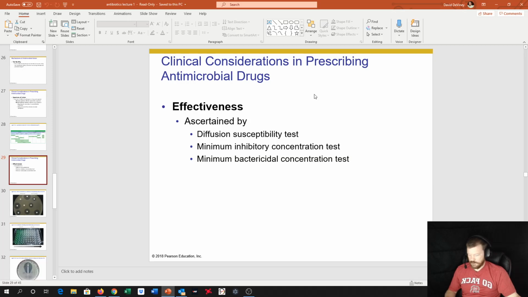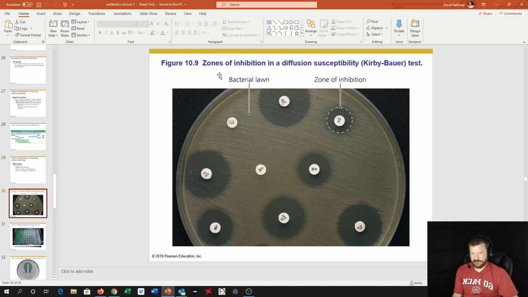Right? And so how do we know the effectiveness of these antimicrobials? Well, there's several ways we can kind of figure that out. One can be the diffusion susceptibility test. So this is something that we would have done in lab. Minimum inhibitory concentrations or bactericidal concentrations. So for instance, this diffusion test, right, this is what we would have done in lab.